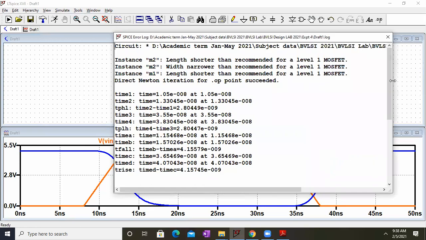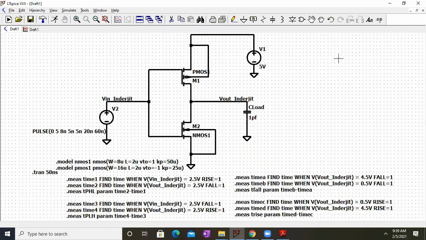Here we have it. So this is our high to low propagation delay, which is around 2.8 nanoseconds, same as the low to high propagation delay, that is 2.8 nanoseconds. That will be very obvious because the parameters are exactly symmetric. We have a symmetric CMOS inverter, and similarly your rise time and fall time will be 4.155 nanoseconds and 4.157 nanoseconds. A slight difference is there. Okay, that's how we calculate it.